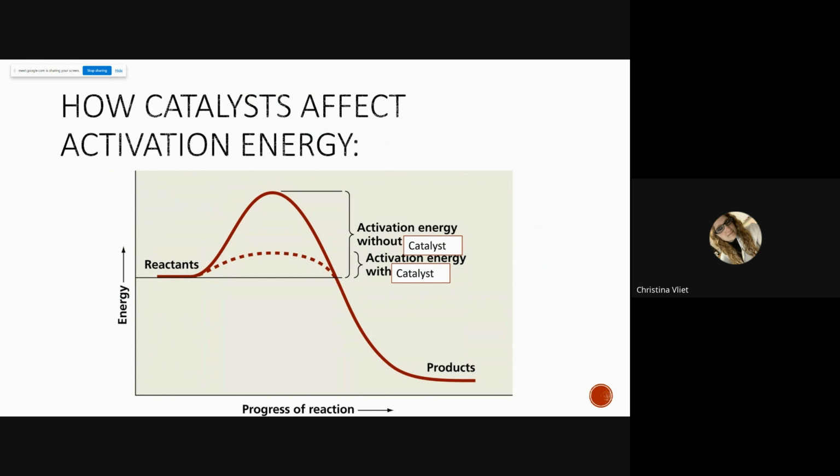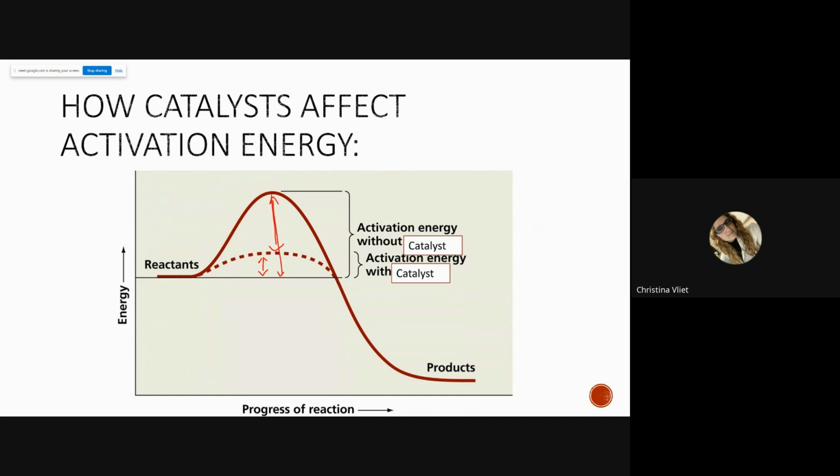So this is my terrible graphic design work. It's like one of those memes where you just put a word on top of a word. Cross out activation energy without catalyst, activation energy with catalyst. So I just altered the graphic as easily as I could. And so how does a catalyst affect the activation energy? We know that a catalyst speeds up the reaction. It does this by lowering the activation energy, meaning you only need that much energy for the reaction to happen with a catalyst instead of this much energy.